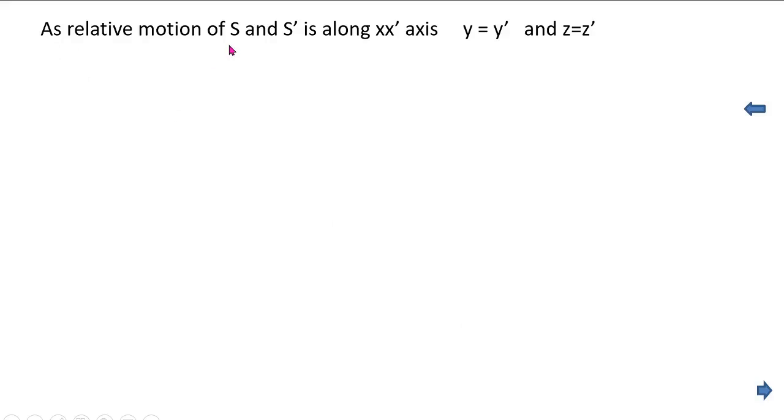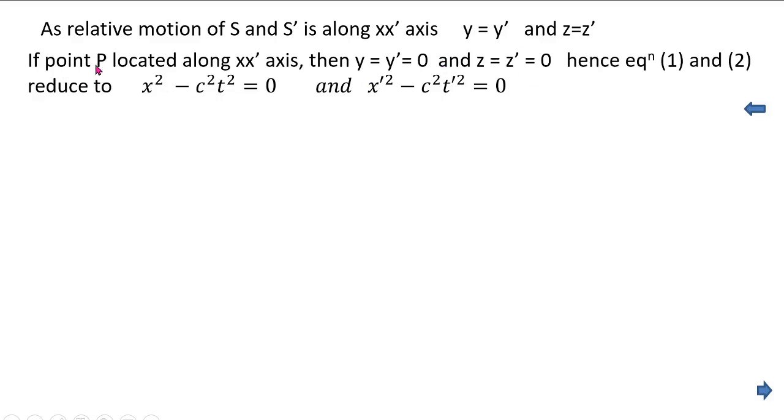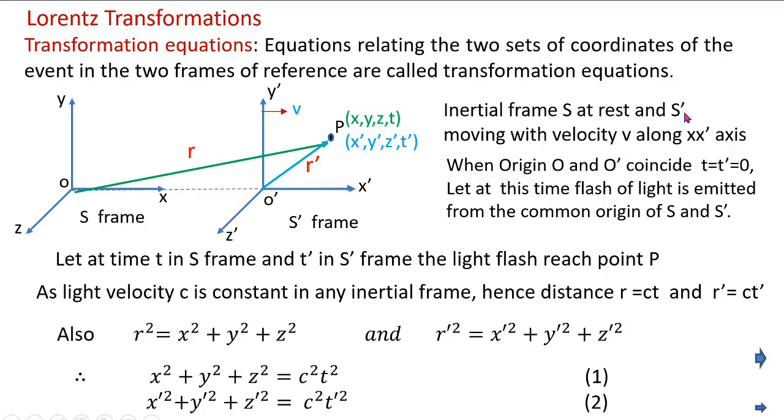As the relative motion of S and S dash is along the x dash axis, there is no change in the y coordinate. In both frames of reference, the y coordinate is the same and the z coordinate is also the same. Therefore, y is equal to y dash and z is equal to z dash. If point P is located along the x dash axis, then the y coordinate is 0 and the z coordinate is also 0.